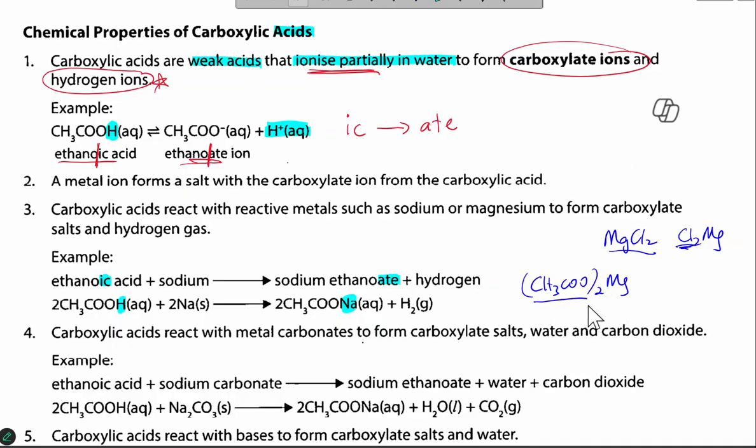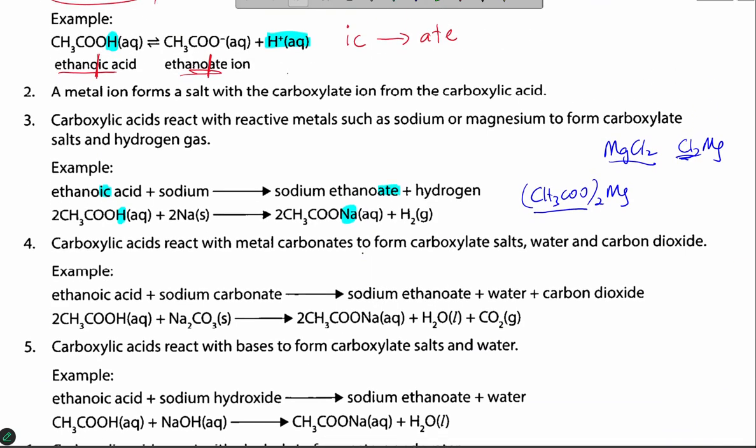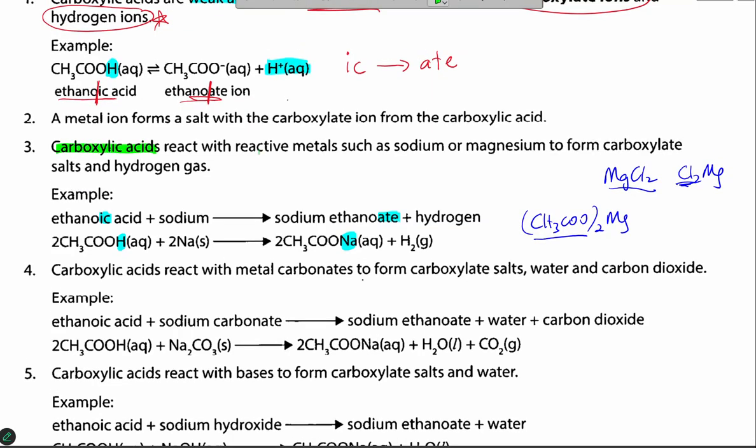Alright. So now here is writing equations, which you need to know how to write. Basically, if you know how to do this, there are only 3 things you need to know. First of all, the acid reacts with reactive metals to form the carboxylate salts and hydrogen gas. It also reacts with metal carbonates to form carboxylate salts, water, and carbon dioxide.